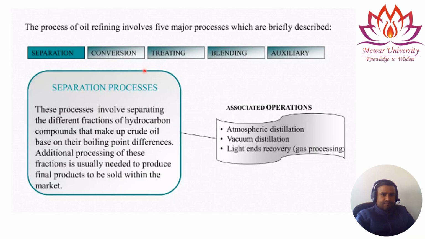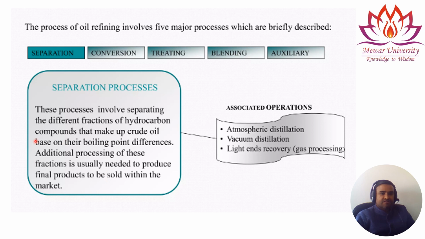On this slide, you see we have shown the different stages of processing. The process of crude oil refining involves five major processes, which are briefly described. First is separation, then conversion, then treating, then blending, then auxiliary. Let's come to know what the separation process is. This process involves separating the different fractions of hydrocarbon compounds that make up crude oil based on their boiling point differences. Additional processing of these fractions is usually needed to produce the final product to be sold in the market.